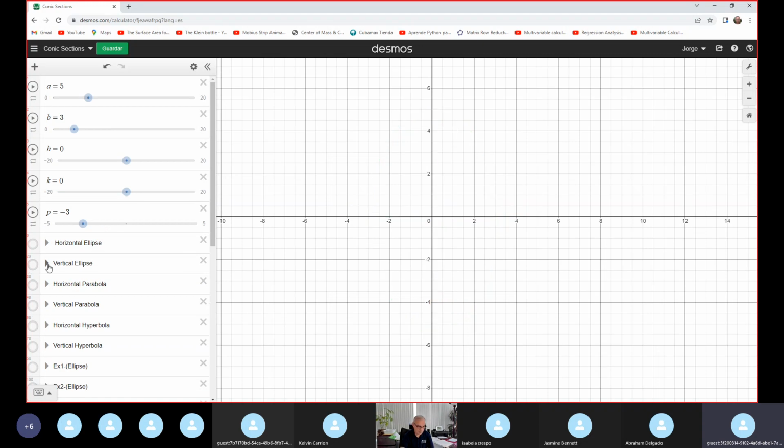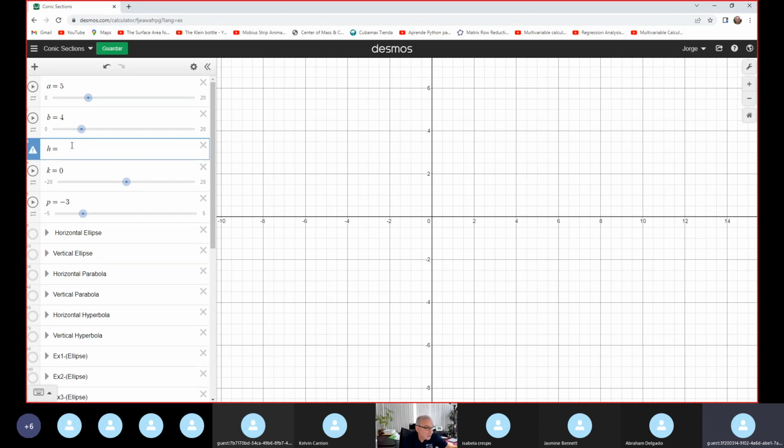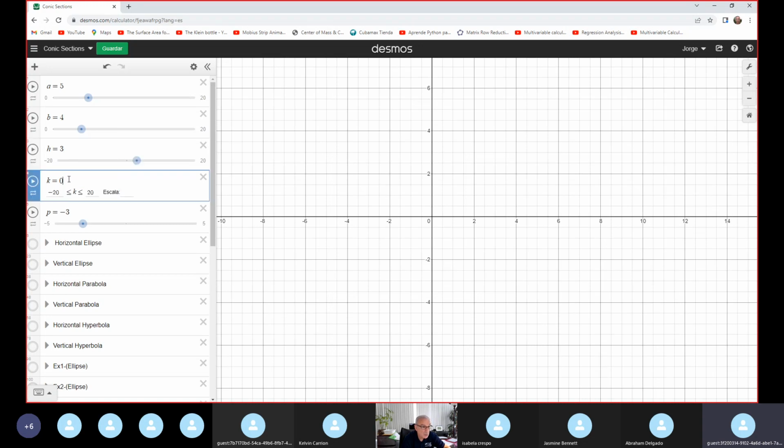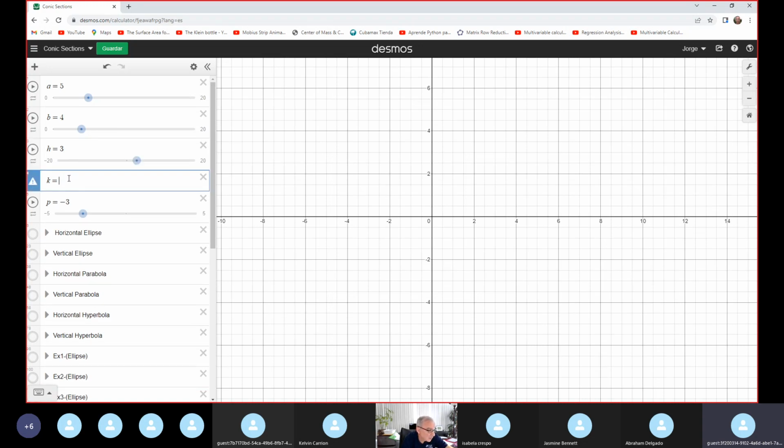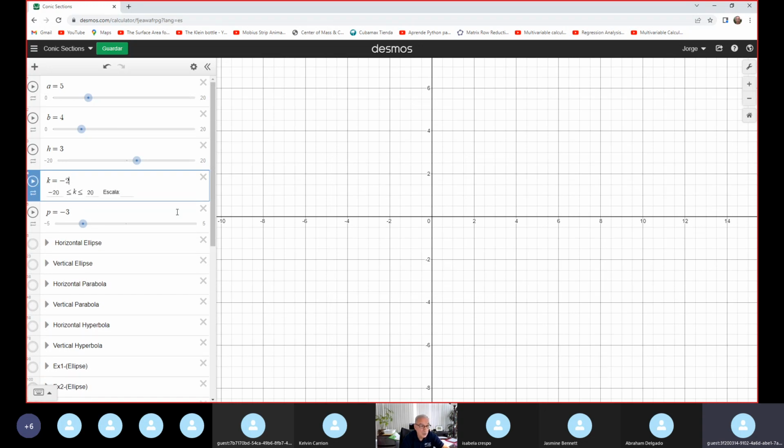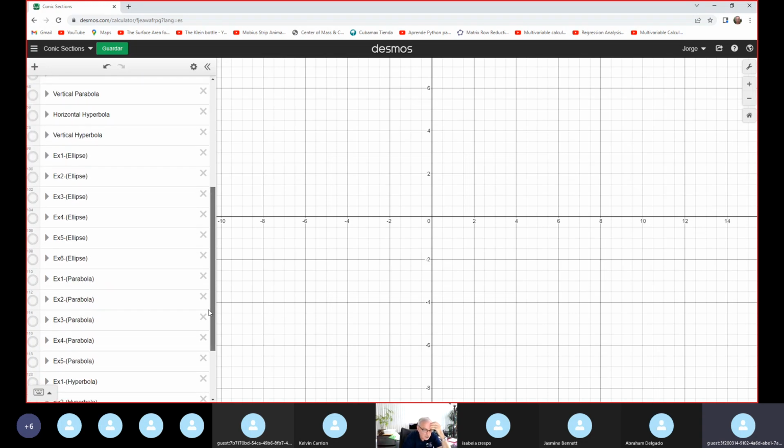In this example 3, A is 5, B is 4. Be careful, H is 3, and K is -2. You can type in the script or move the slider, but when you move the slider, it may be a little complicated to get exactly the same point. But it's okay. Now let's come back to example 3.